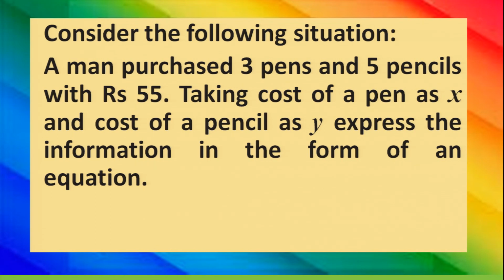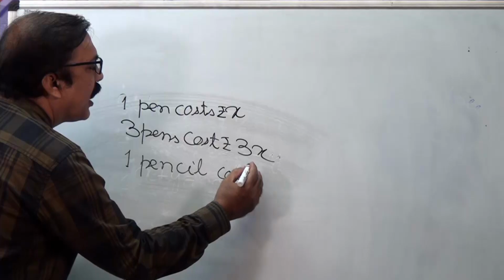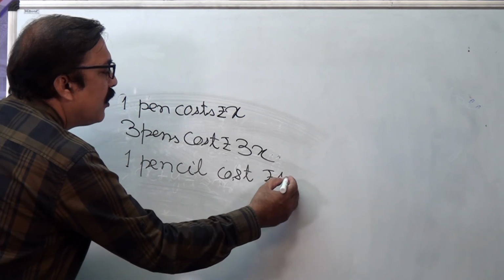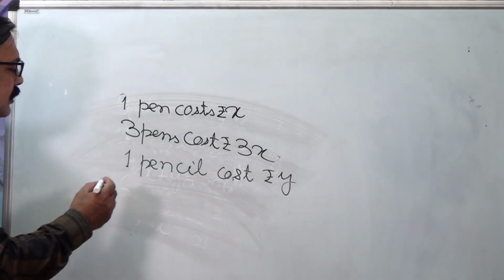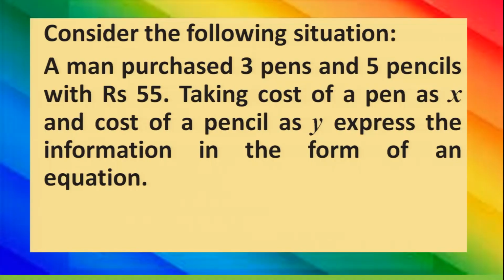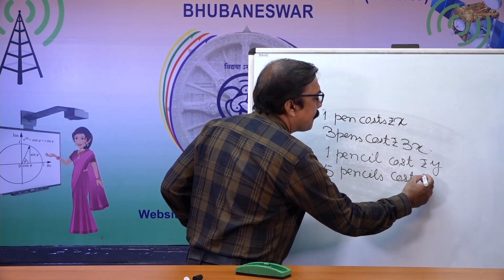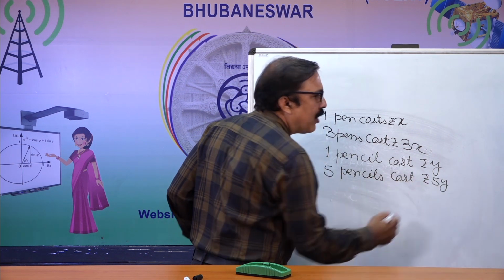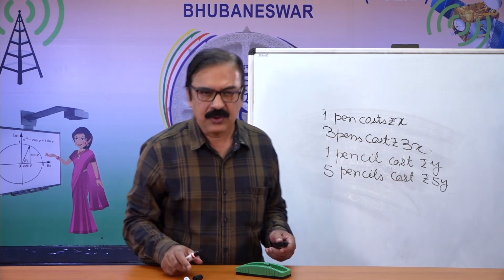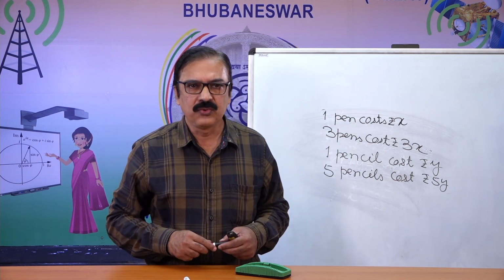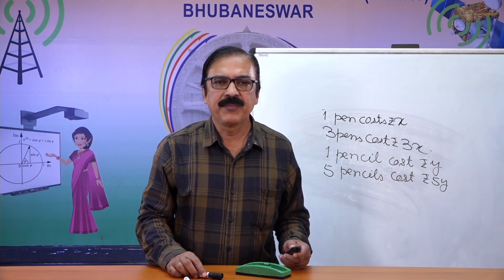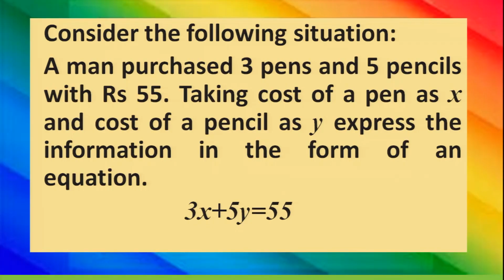And the cost of one pencil, how much? As we don't know, we can take another variable y. Then we have 5 pencils, so 5 pencils cost rupees 5y. So the sum of these two items is 55. So we can write the equation 3x plus 5y is equal to 55.